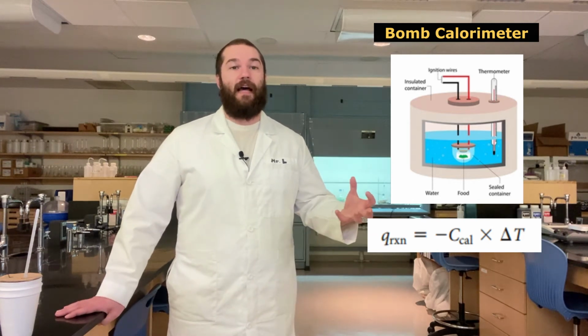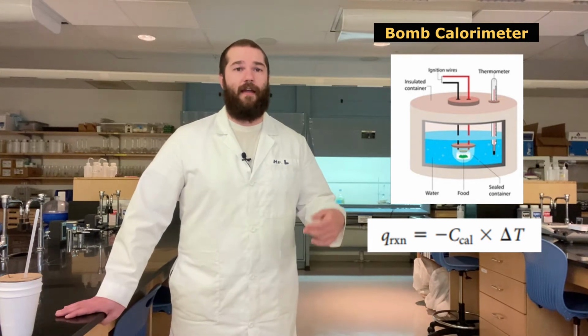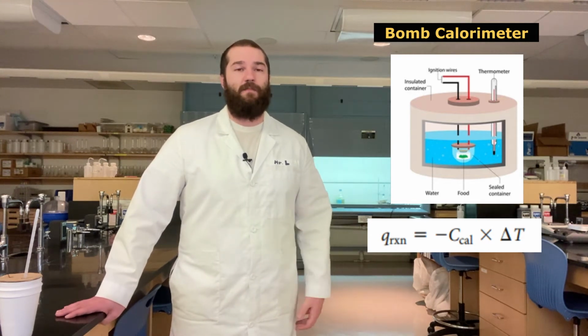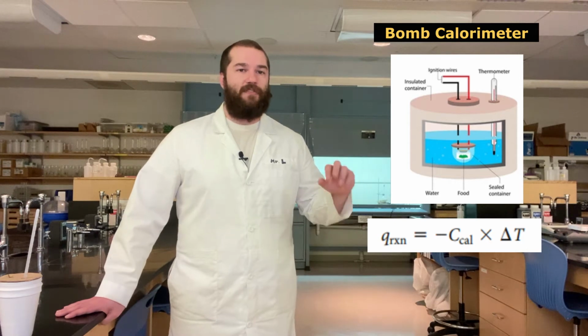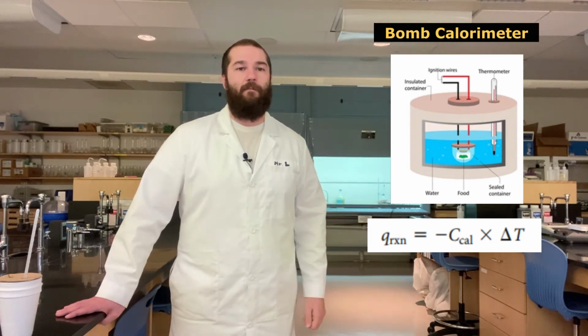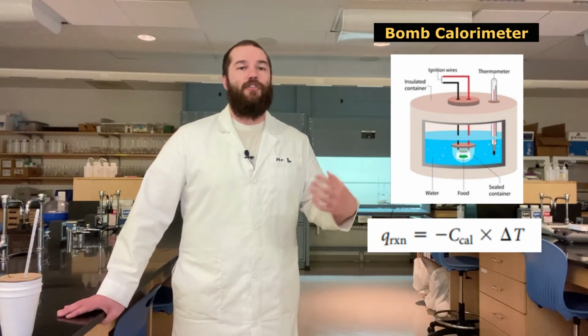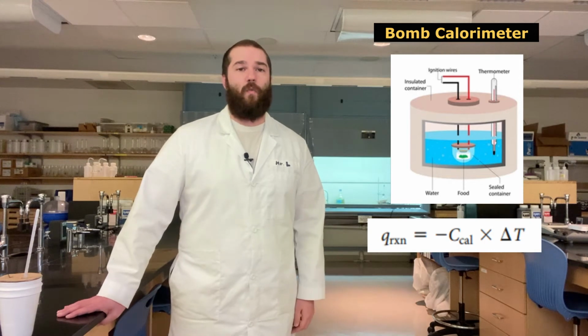And then inside that chamber, you're going to have little wires, and it's going to catch that thing on fire and let it burn and release as much heat as possible. That inner chamber is going to be surrounded by water, and then there's going to be an outer chamber around that, where you're going to have a thermometer and a stirring device so that you can detect the heat transferred to that surroundings, which is the water.